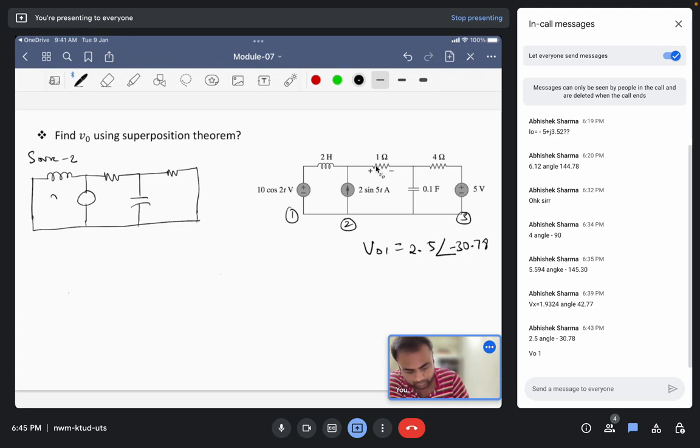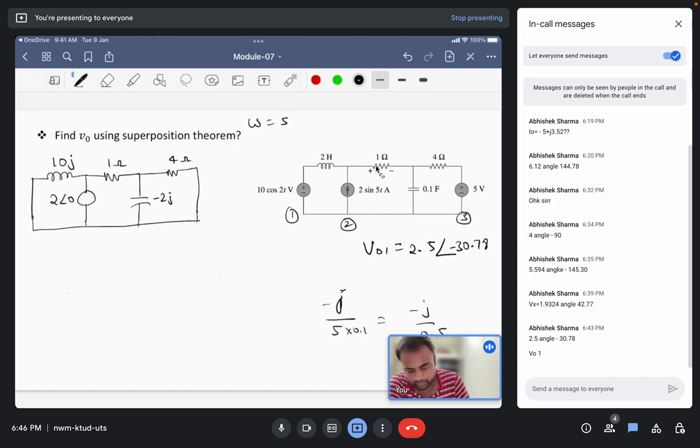So this is 2 angle 0, and again we have to find the equivalent impedance for the inductor, the resistors and the capacitors. So here omega is 5, so 5 into 2 is 10, so 10j. Resistance is 1 ohm, this is 4 ohm, and capacitance is minus j upon 5 into 0.1, so that is minus j by 0.5, so that is minus 2j.